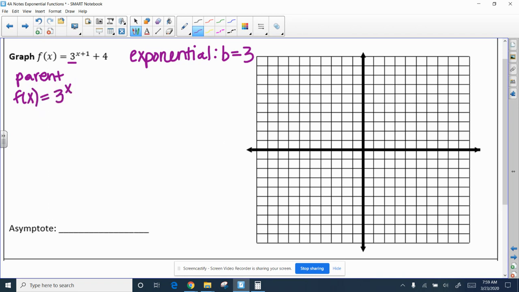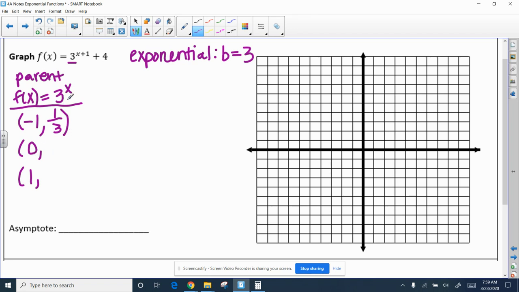So if I find some points on this function, so remember when we're finding a parent function, we also want to find some points on this function. I'm going to use -1, 0, and 1 for my x values. And then remember, to find our y values or our outputs, our f of x values, we plug these in. So if I plug in 3 to the -1 power, so if I plug in -1 for the x, that would give me 3 to the -1 power. And remember, that's a fraction. It's going to be 1 over 3.